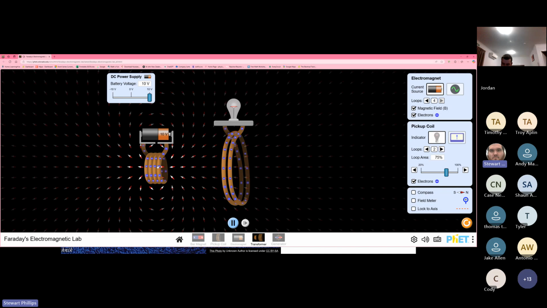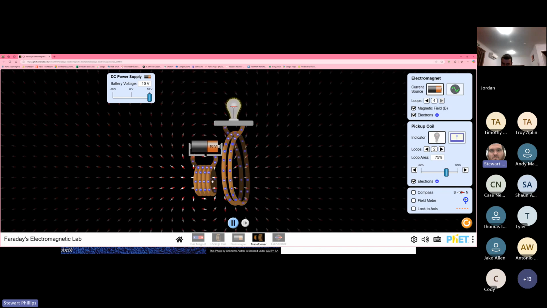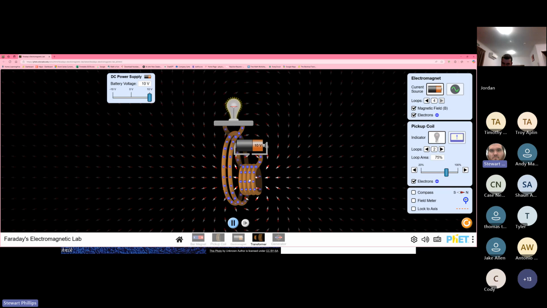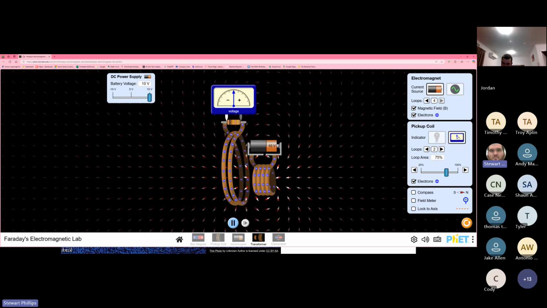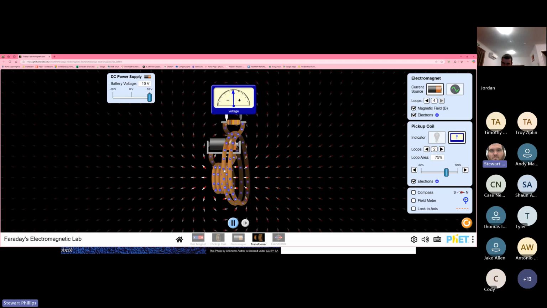Cool. So here you've got a transformer. We've got a battery here, and if we move it through the coil, the light comes on. And then if we move it to a voltage indicator, I slowly move it through. You can see the voltage goes one way and then the other.